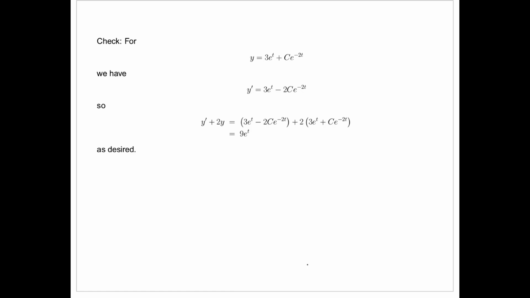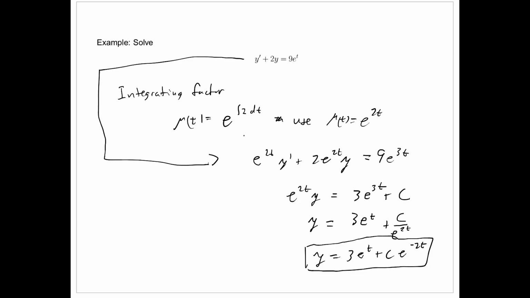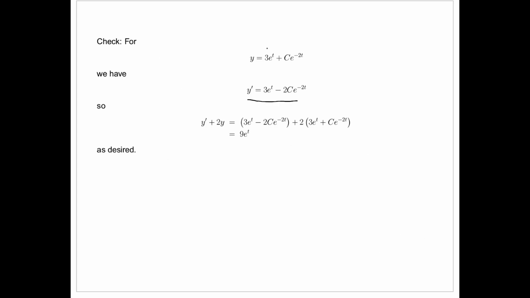Always check your solutions. y equals 3 e to the t plus a constant times e to the minus 2t. We can compute easily y prime is 3 e to the t minus 2c e to the minus 2t. And then you check y prime plus 2y is y prime plus 2 times y, and that's 9 e to the t, which matches our original differential equation right here. That tells us for any constant c, we get a valid solution.